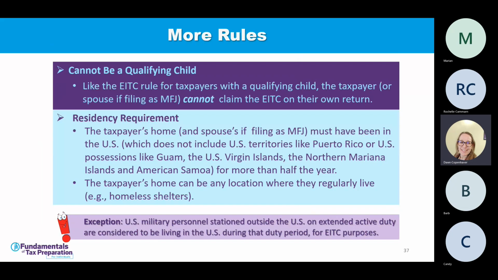Okay, some additional rules. You cannot be a qualifying child. We've talked about that over and over again. You must live in the United States for more than half of the year. And it means the actual United States, not any of the US territories like Puerto Rico or Guam or the Virgin Islands. And it can be anywhere that they live on a regular basis. So even someone who is in a homeless shelter, as long as they were here in the United States living for at least 6 months, they can qualify for the earned income credit. And US military personnel who are stationed outside the US are considered to be living in the US for that duty period.